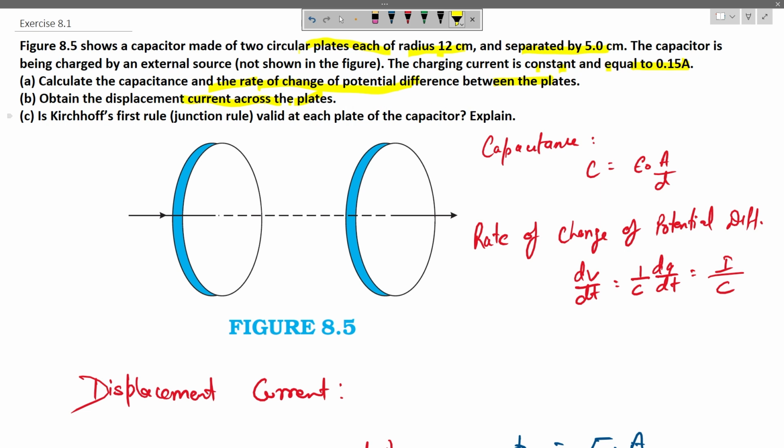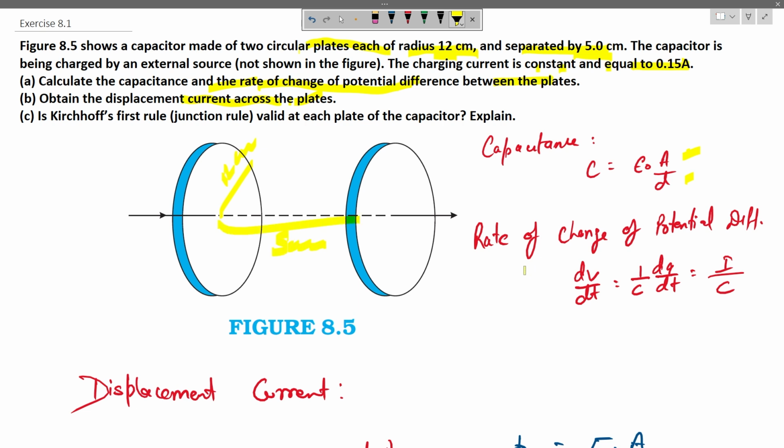Now we know that capacitance is defined as C equals epsilon naught A by d, which depends upon the geometry of the plate. Here we have been given that the radius of each plate is 12 cm and they are separated by 5 cm distance. That is, the radius of this plate is 12 cm and they are separated by 5 cm.